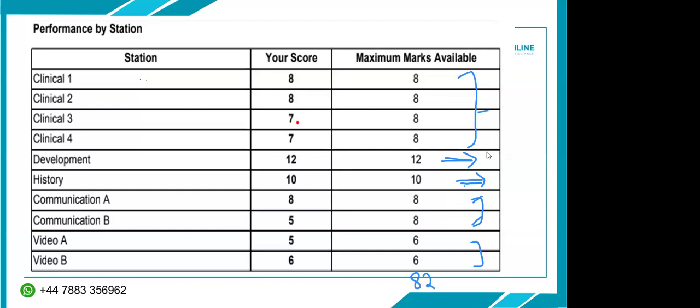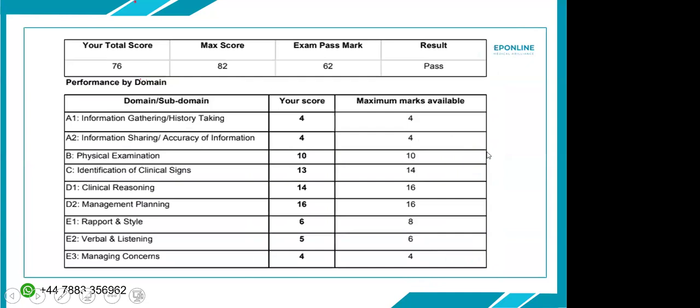So this is how you are scored, and this is how your score is being done with each station. And the passing marks for this is 62. Basically the total exam score is 82, and the passing marks is 62, right? And this is basically someone's mark sheet, the way you are marked when you get your result.